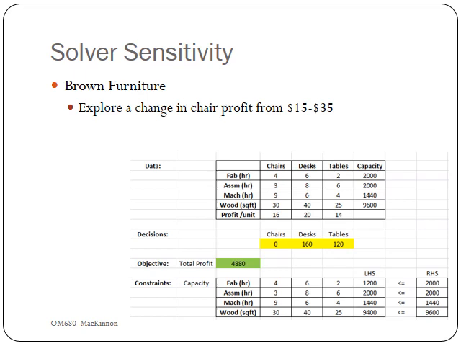Okay, now let's take a look at this from the perspective of Brown Furniture. All right, we're going to explore a change in chair profit from $15 to $35. We might be able to do this by negotiation with our raw materials supplier, or by changing our processes or something like that.